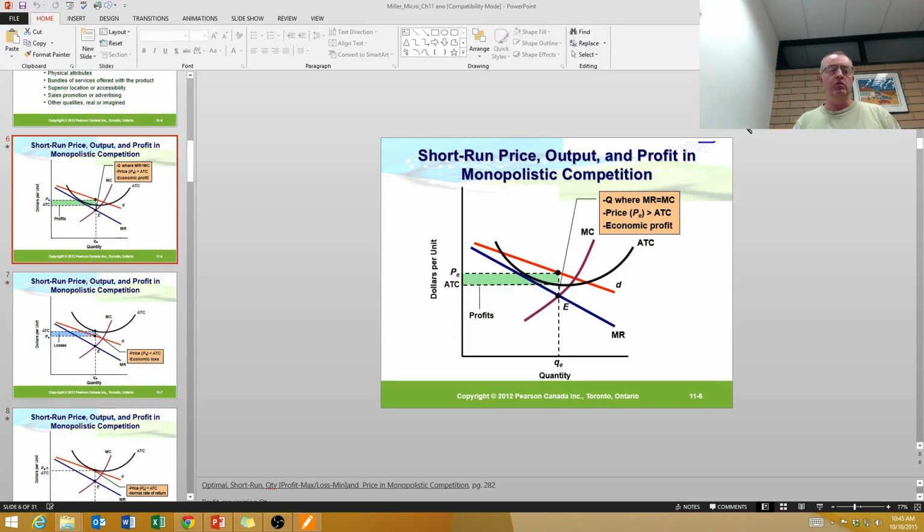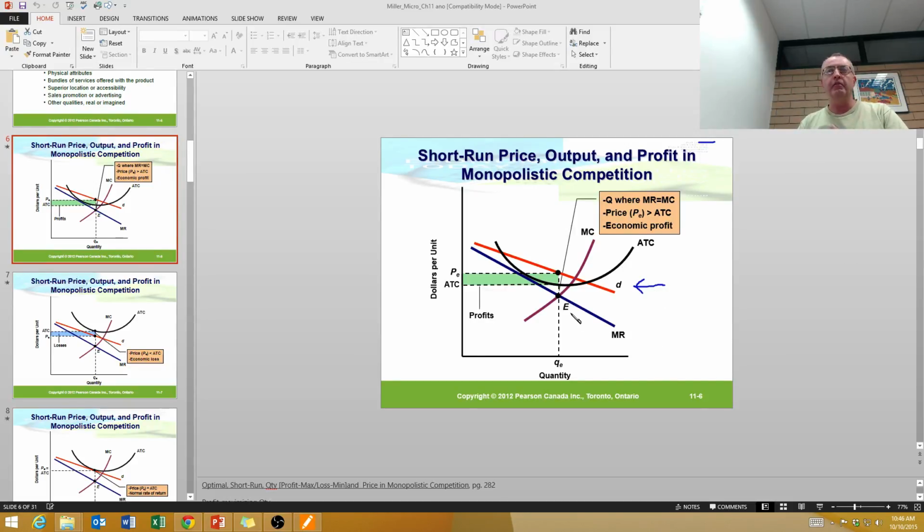Okay, so what is the profit maximizing level of output for the firm in monopolistic competition? So the demand curve facing each firm in monopolistic competition slopes downwards to the right. So the supply and demand diagram for the monopolistic competitive firm resembles that in monopoly.